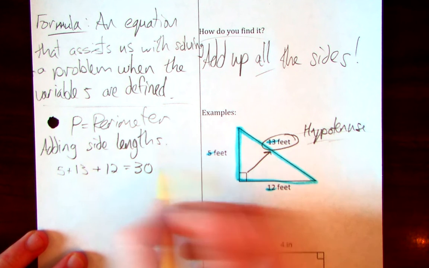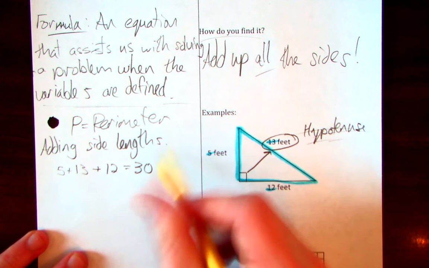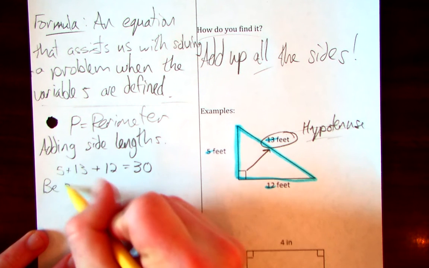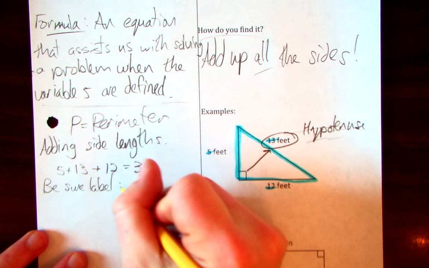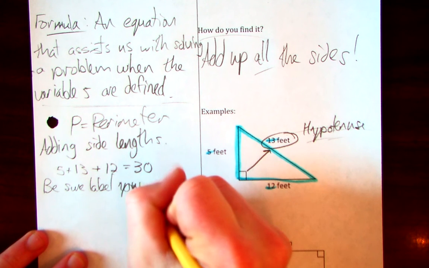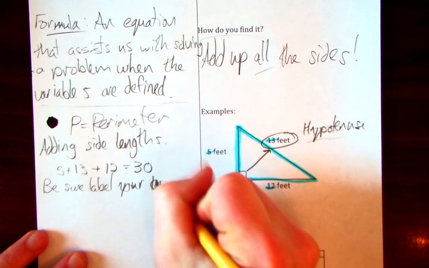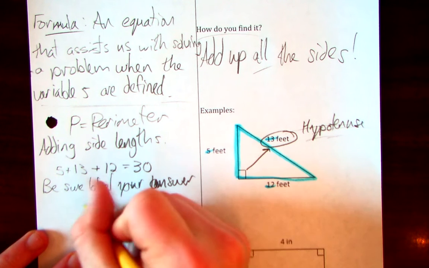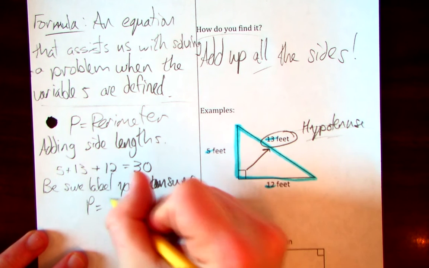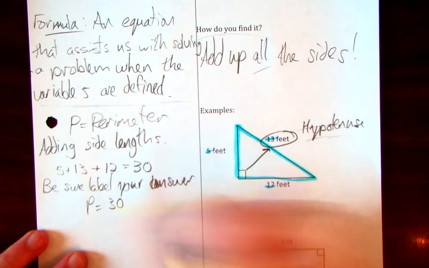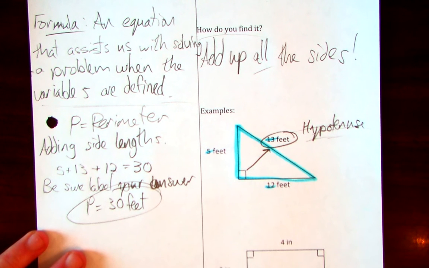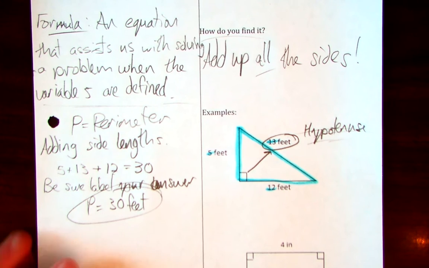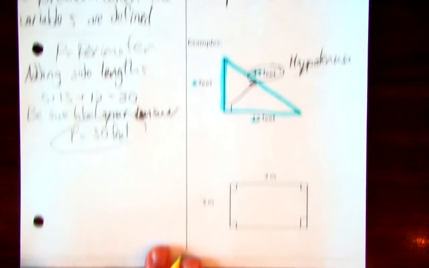And so always label, so be sure to label your answer. And so we're going to say the perimeter is going to be 30, and then what's our label? It's going to be 30 feet. Okay. And so now, again, that's a real simple one. Quick math, moving on.